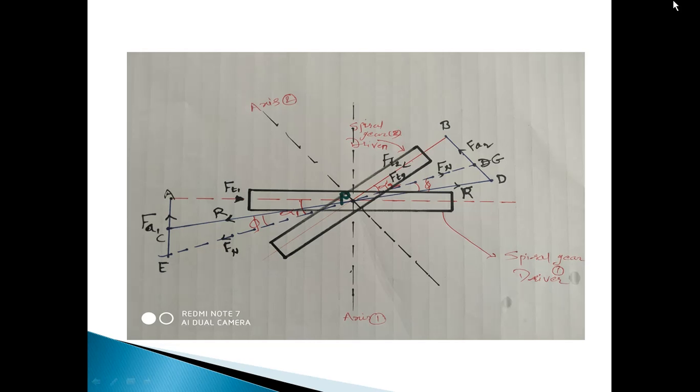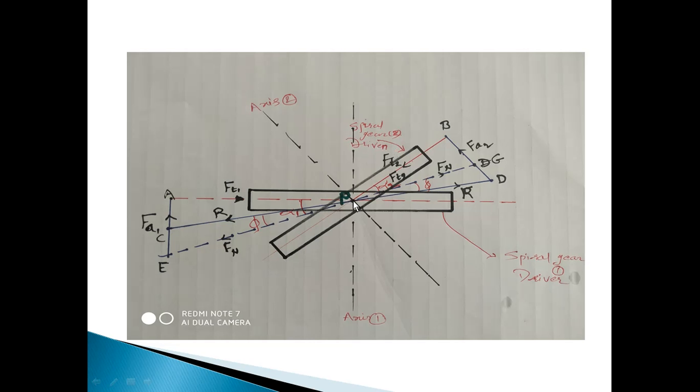In this diagram, you can see two gears shown, with only the top view line diagram. The horizontal one is gear number one, the spiral gear, also called the driver. The pitch circle diameter drawn at some inclination is the spiral gear or driven gear number 2. Both gears intersect at pitch point P.